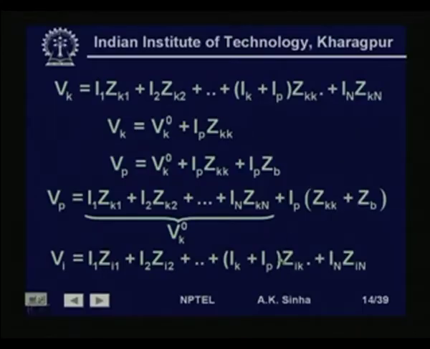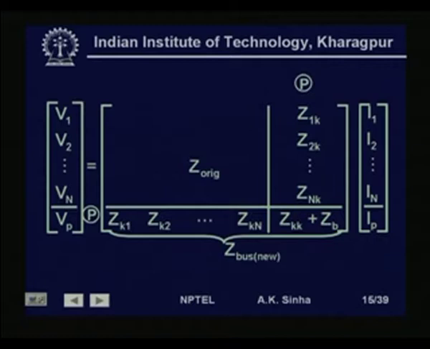So, what is happening at the kth element impedance for that row is not multiplied by Ik now, but is getting multiplied by Ik plus Ip, because now this is the modified current injection at bus k. So, if we do that, then we can write this whole thing in matrix form as V1 to Vn, Z original.